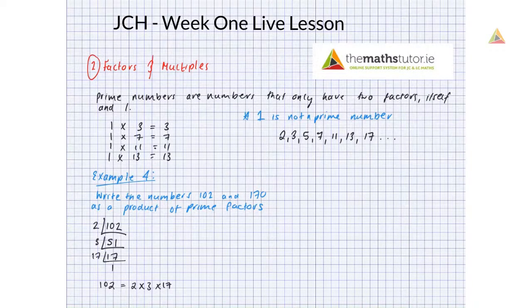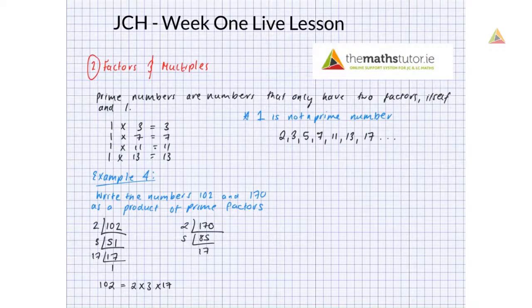Now I'm going to go back and do the same thing with 170. I'm going to start with the lowest prime number, which is 2. So 2 into 170 goes 85 times. Now I'm going to try, will 2 go into 85? It won't. Will 3 go into 85? It won't. Will 5 go into 85? It will. So 5 into 85 goes 17 times.